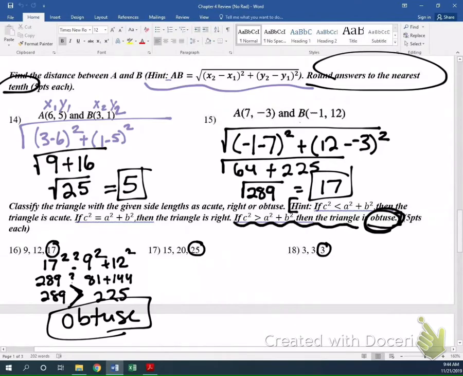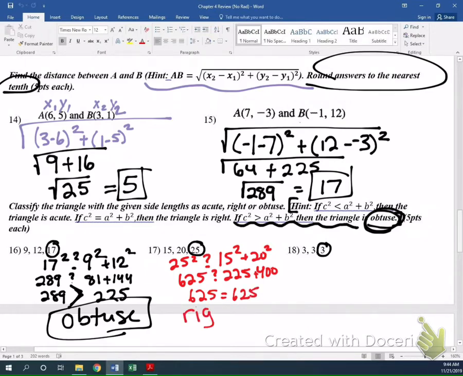All right, number 17. 25 is my C. It's the biggest one. Here's my question mark. 15 squared plus 20 squared. What's 25 squared? 625. 15 squared is 225, 20 squared is 400. So these are equal, right? Yep, 625 equals 625. And when they're equal, what's my answer? Right triangle. Good.